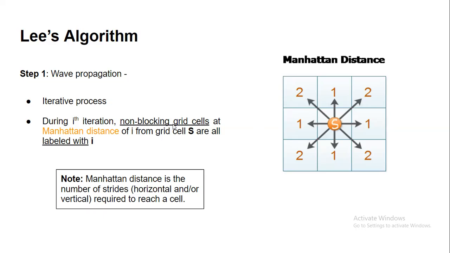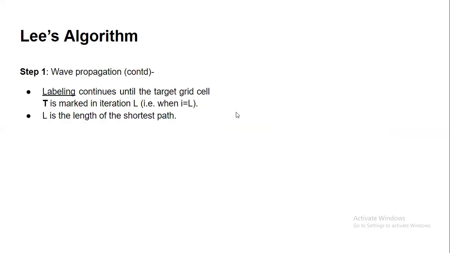Okay, so in the first iteration, we will only level the blocks that are 1 Manhattan distance away. In the second iteration, I equals 2, we will level the blocks that are 2 Manhattan distance away. Then I equals 3, those blocks with 3 Manhattan distance away. This is how we will level all the blocks. And then leveling continues until what? Leveling continues until the target grid cell T is marked, until we reach the target.